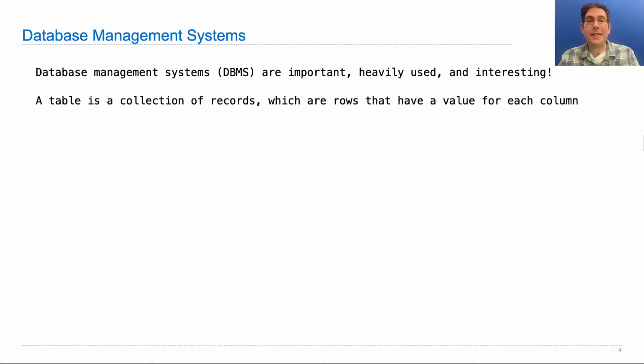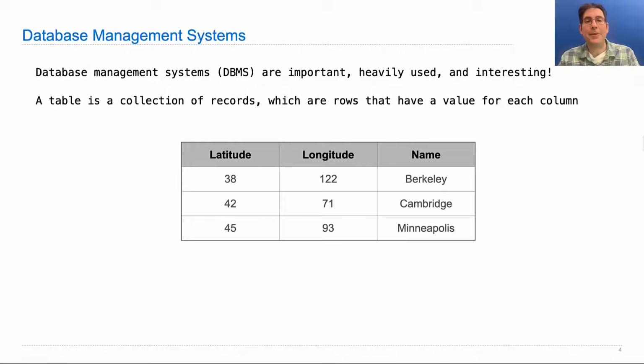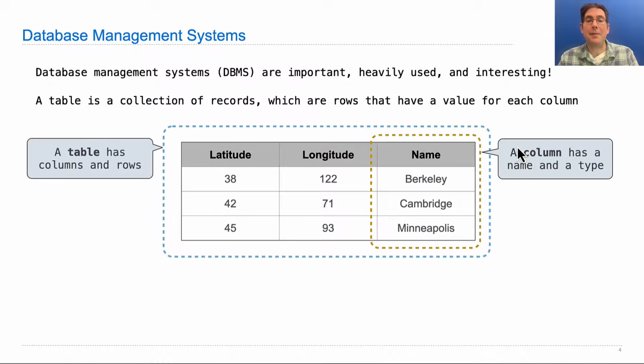They organize their information in tables, which are collections of records, which are rows in the table that have a value for each column in the table. So for example, you could have a table with 3 records, one for Berkeley, one for Cambridge, one for Minneapolis, and 3 columns, the latitude, longitude, and name. A table has columns and rows.